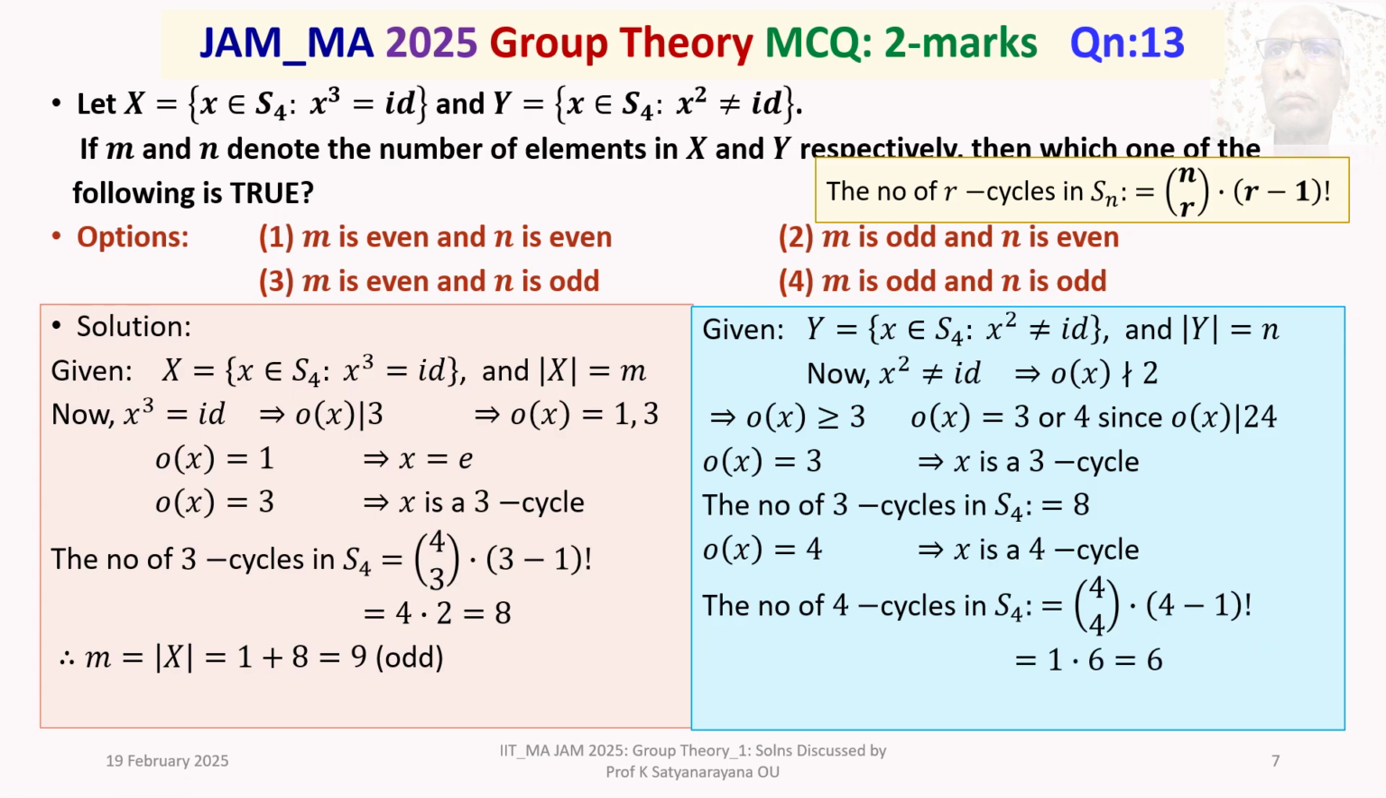Now 6 means, 6 here, 4 cycles, 3 cycles are there, 8. In total, 8 plus 6, 14. So n is equal to order of y, which is 8 plus 6, that is 14, is even. Thus, m is odd and n is even, that is option 2. So the answer to this question is option 2.